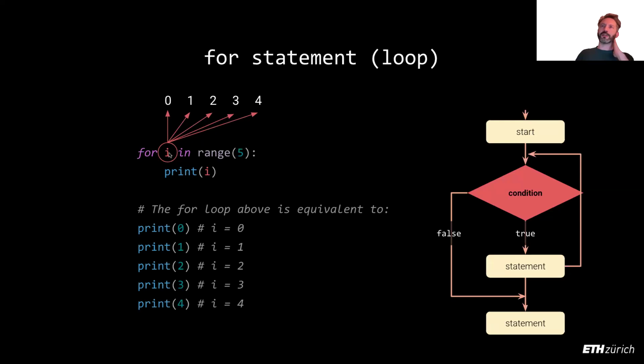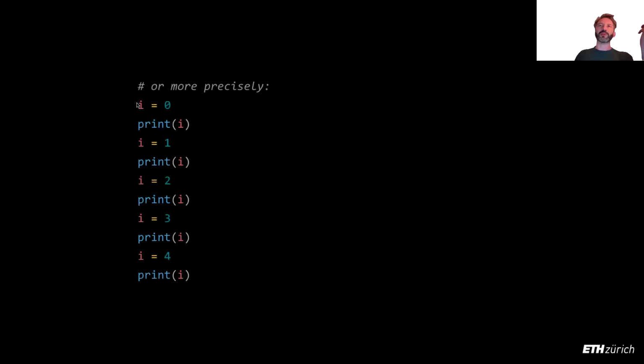So to expand on this one, the range 5 function will create a list of these 5 elements starting with 0. That means the variable i will be assigned to each of them in sequence, and then the content of the for loop will be executed with that value. So it will print 0, 1, 2, 3, 4, with i being 0, then with i being 1. More precisely, it's like saying i will be 0, and then we print i. i will be 1, and then we print i, and so on and so forth.